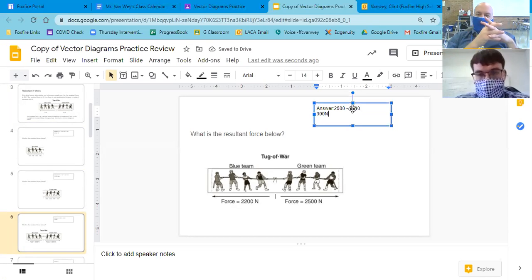But our resultant force has a direction. In which direction does it go? The direction of the resultant force goes to the winning side, the side that has the greater amount of force. In this case, to the right with green team. Is that what you guys put?